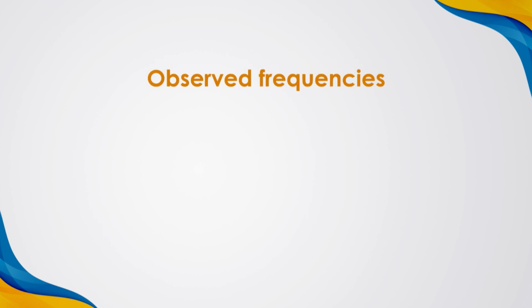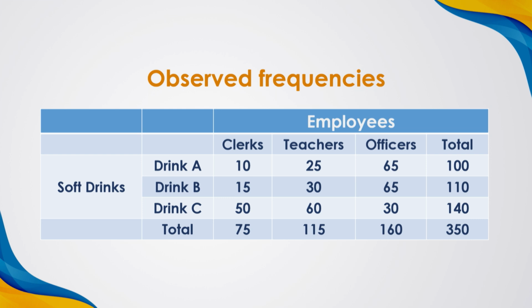Automatically you have to go for your calculation of expected frequency. Before that you have to confirm your observed frequencies with the total, because these totals will impact your expected frequencies. Now you can see here, this is your table again, and you have made the total for all these values. So 10 plus 25 plus 65, the value will be 100. Similarly 15, 30, 65, the total will be 110. The third row total will be 140. Now I can see the column wise totals 75, 115, 160, and the grand total will be 350. That is, totally 350 persons' data has been collected.